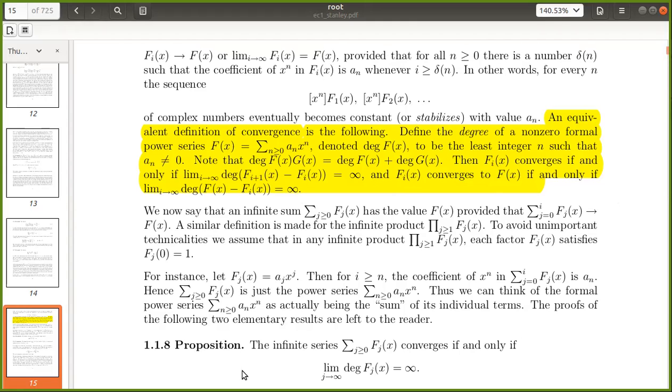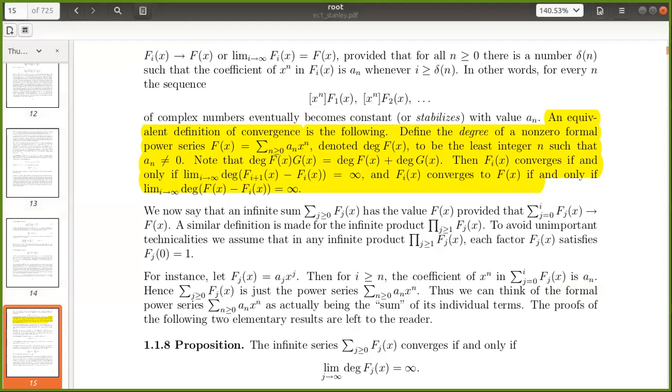Some, you're having some issue? Yes, ma'am, this is fine. And also here that delta n, it actually depends on n, right? Right. Yes.